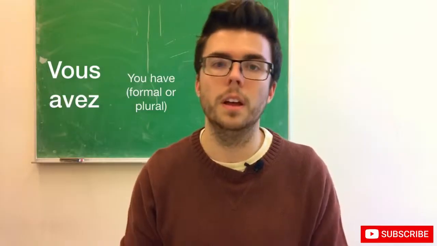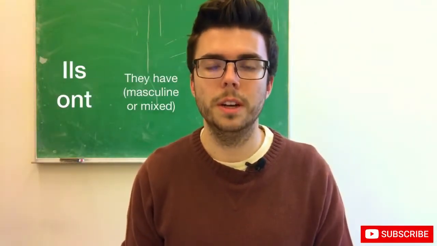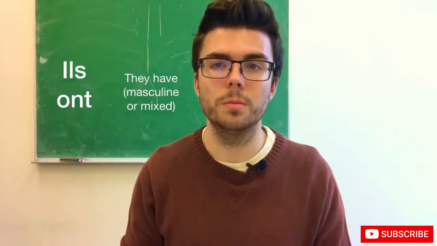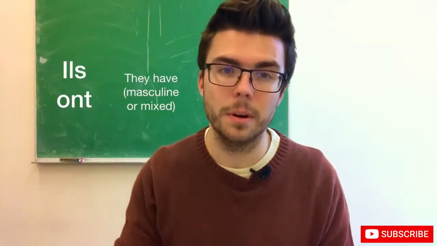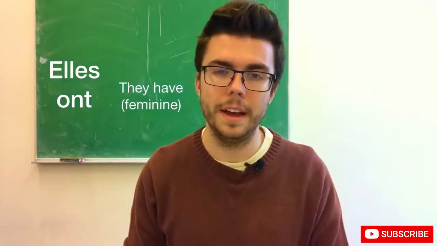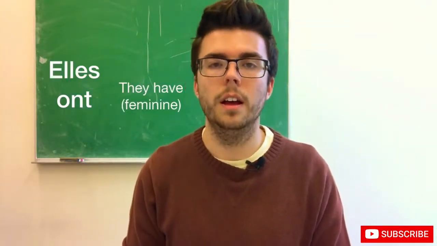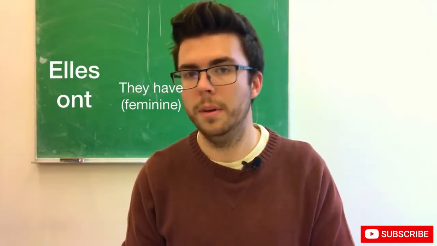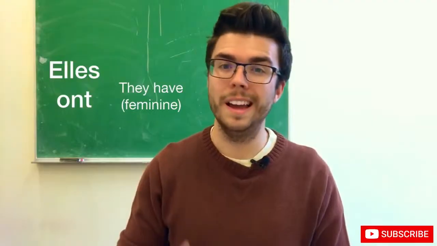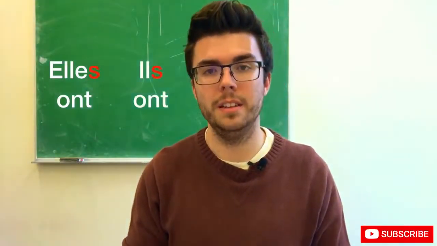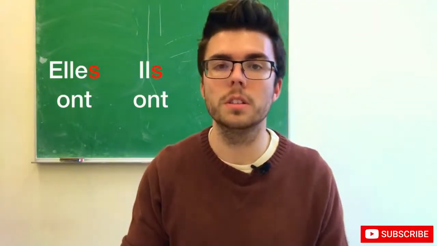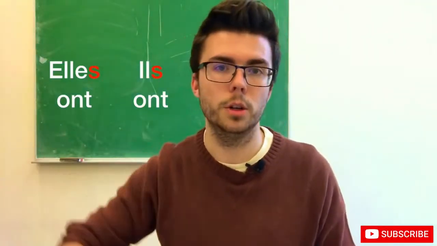Ils ont, and notice here we have the liaison, we have a link. So we have ils ont, notice the pronunciation, the S actually does get pronounced this time. Elles ont, they have, so ils ont, they have, elles ont, they have. One is for the masculine, one is for the feminine, and ils ont is also used for a mixed group. Remember that ils ont is used for a mixed group of masculine and feminine, or just masculine individuals. Elles ont is just for a group of feminine.